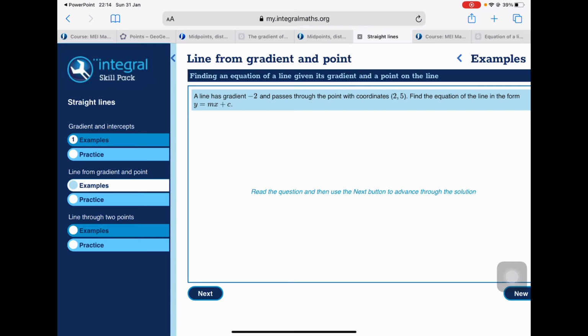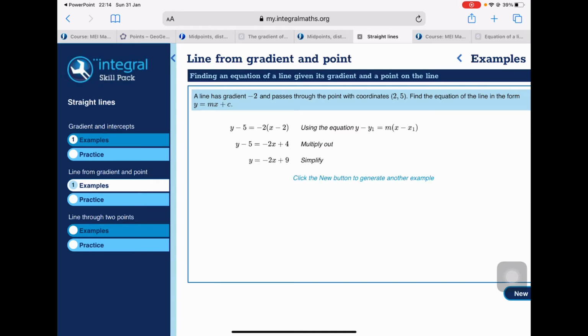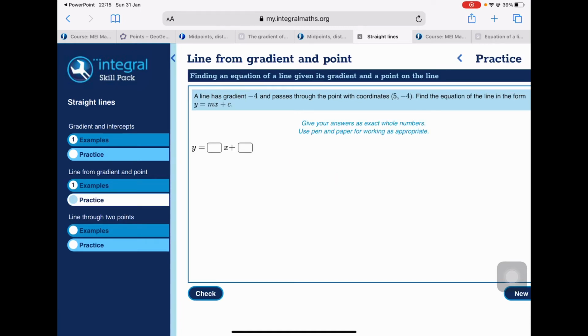Finding an equation of a line given its gradient and a point on the line. So we're using this equation. Remember, change in y over change in x equals the gradient, but here we've multiplied both sides by change in x. So we substitute the values of the coordinates 2 and 5. Then we have our equation in the form of y equals mx plus c. Now we know what our gradient is and what our y-intercept is as well. Press practice and try this question.